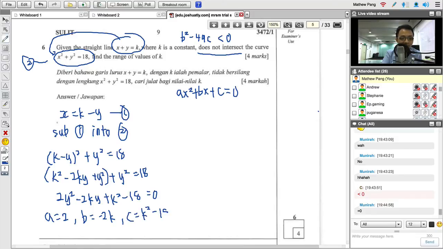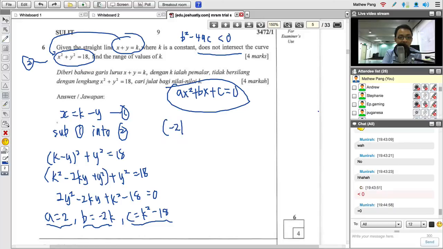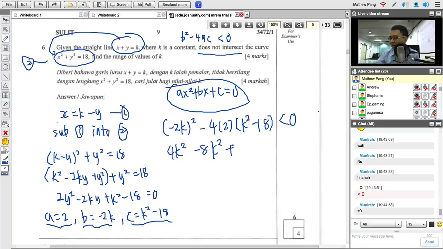Alright, this is what I say is the general form of the quadratic equation. So you can see this is how I get the general form as a quadratic equation. That's why I can take out a, b, and c here. Alright, then I substitute into b squared minus 4ac less than 0. Alright, so this is 4k squared, minus 8k squared plus 8 multiply 18, which is 144, less than 0. So basically, we will get negative 4k squared, I move here.